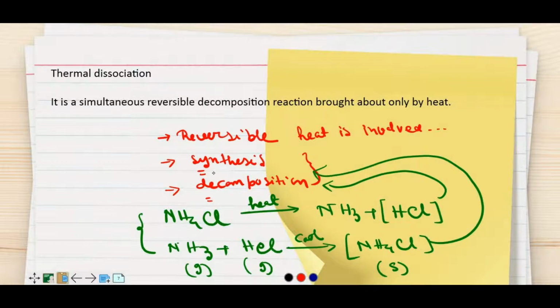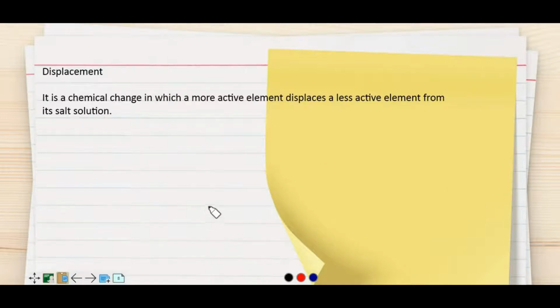So both the reactions are going to be involved over here, but this is a reversible reaction and heat is involved. So this is very important to realize the concept of thermal dissociation. Fair enough? Well, the next type of reactions is known as the displacement reaction.